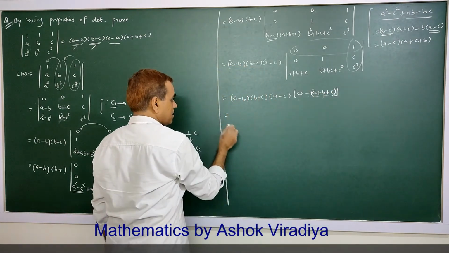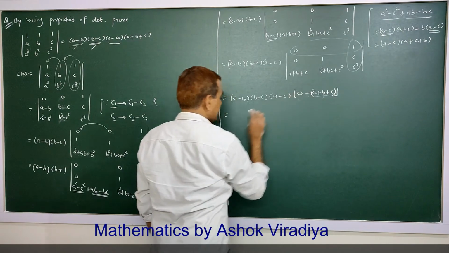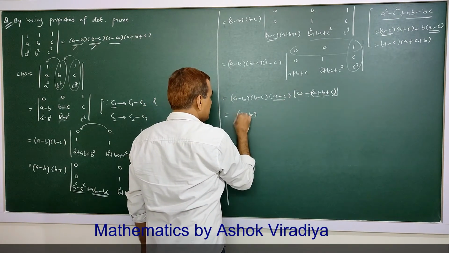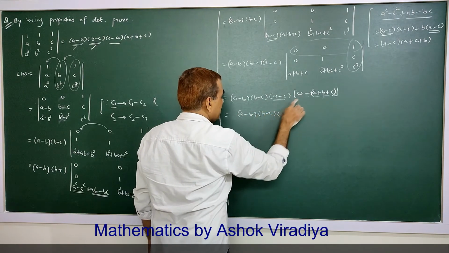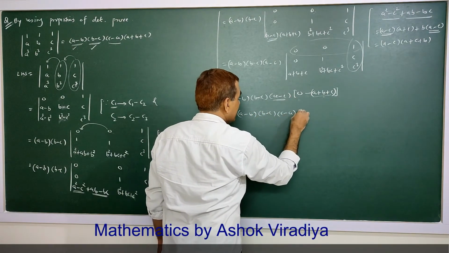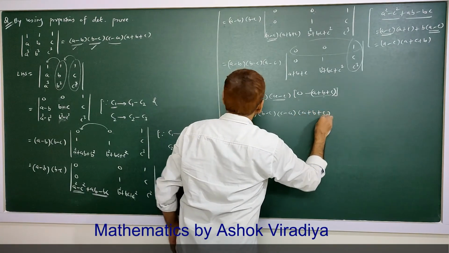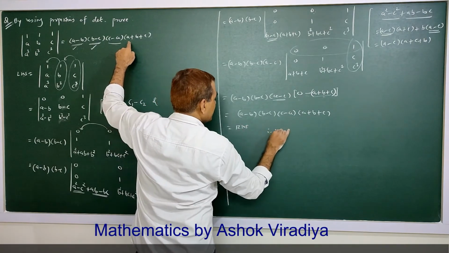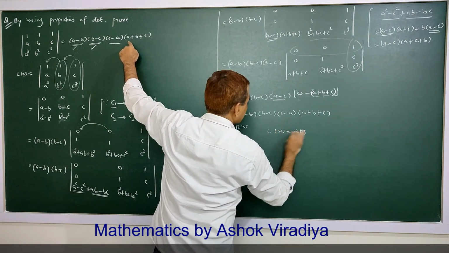Now see, this is minus, I am changing this sign. So a minus b, b minus c. Now this minus I am including in this bracket, so it is c minus a into a plus b plus c. This is RHS. So LHS equals RHS.